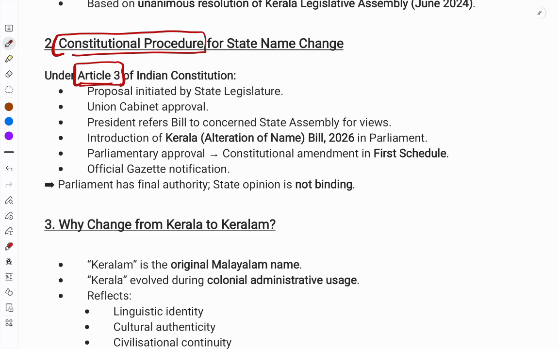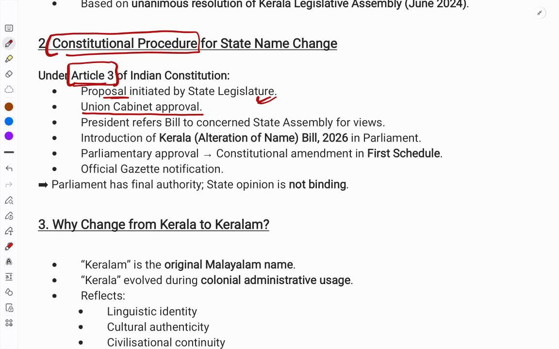The first is that the proposal has to be made by the state legislature. However, if the Union Cabinet, that is the central government, also wants, they can also start this. Then this goes to the Union Cabinet, where approval is required. Here it shows the significance of the central government in changing the name of the state, bifurcating the state, or merging states. The central government is highly powerful here. So the central cabinet approval is required.